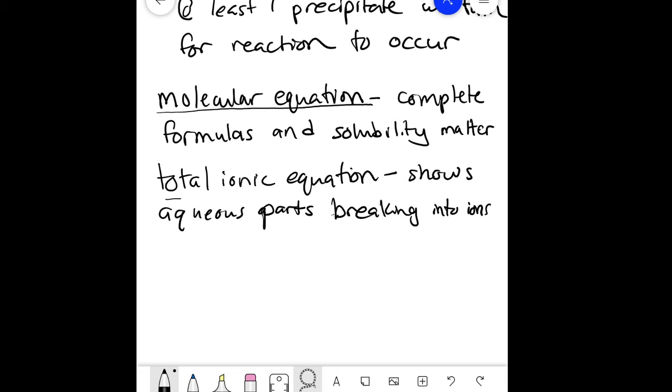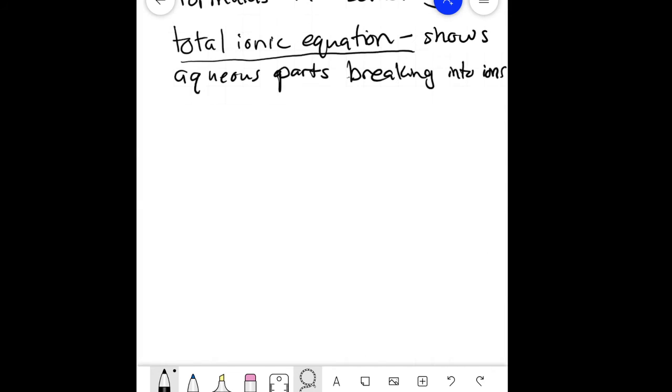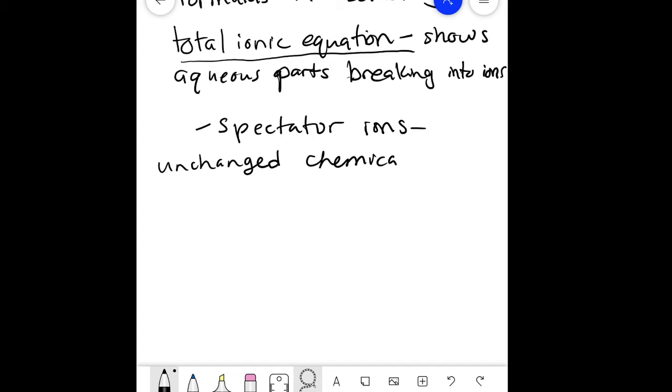Something you need to take note of when you're doing total ionic is spectator ions. Spectator ions are unchanged chemically from the reactants to the products. So they look the exact same on both sides. They're either going to be both aqueous or both solid. You're going to have the same amount, and they're going to look the same.